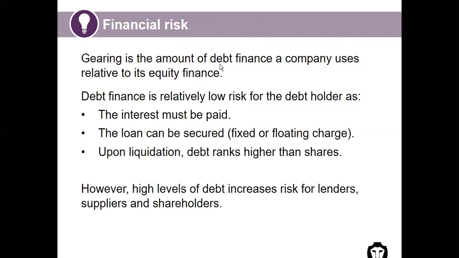So gearing is the amount of debt finance a company uses relative to its equity finance. Debt finance is relatively low risk for the debt holder. For you it has more risk, but for whoever is giving you the debt, it has less risk because their interest must be paid. You make profit, you don't make profit, they will get their interest. So they are secure. And the loan can be secured. Probably there is some mortgage there, some collateral there. And in case of liquidation, the debt ranks higher than the shares.